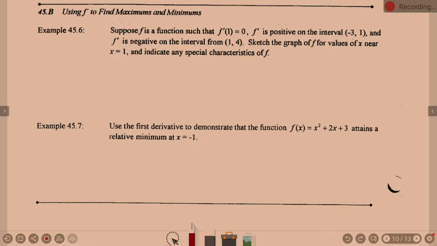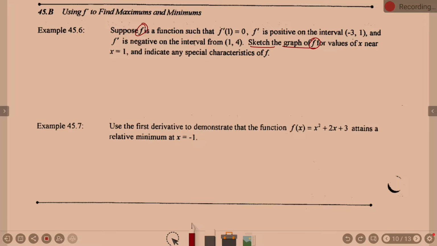Okay. So, notice we're talking about f, right? Notice that we're going to be sketching the graph of f. Okay. But all this information they're giving us is about f prime. So let's go through and analyze the information they give us about f prime. A function such that f prime of 1 equals 0. What do we know?